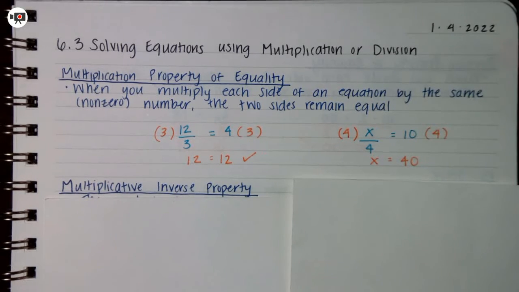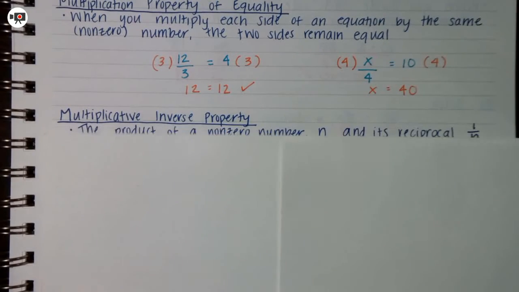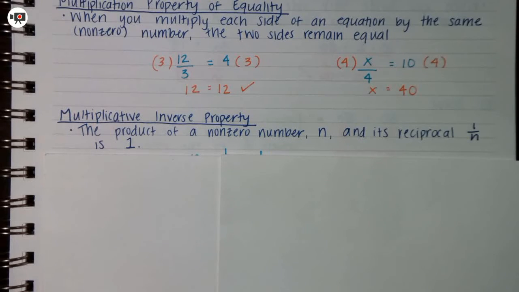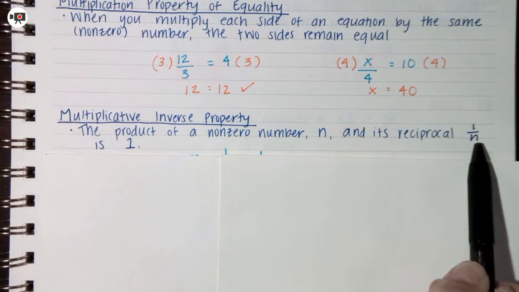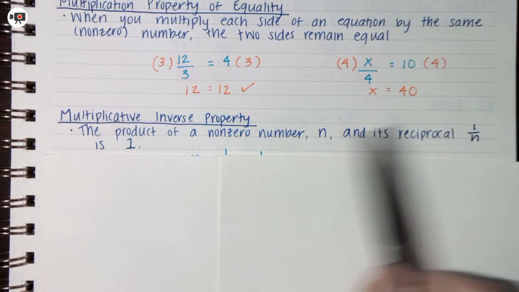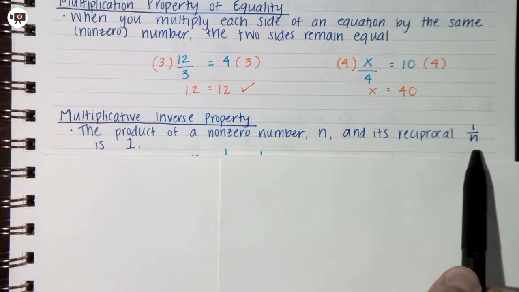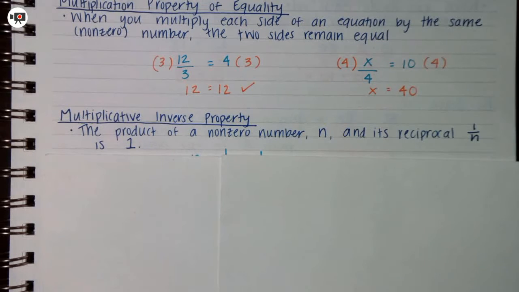We also have the multiplicative inverse property, and that says the product of a non-zero number, n, and its reciprocal. Reciprocal means you take a fraction and you flip it upside down. So I have n and 1 over n, and when I multiply those, my answer is 1.